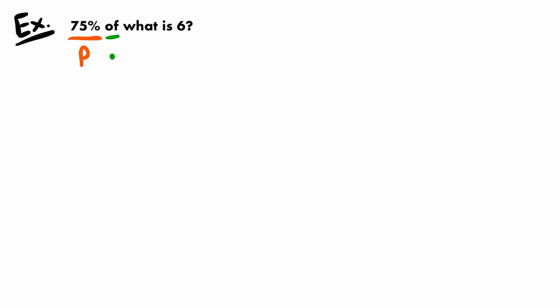And in this case, we don't know what it is, right? It says 75% of what? The base in this case is unknown. So that word what refers to the base B, and we don't know what that is, but we do know that 75% of it will be 6, right?